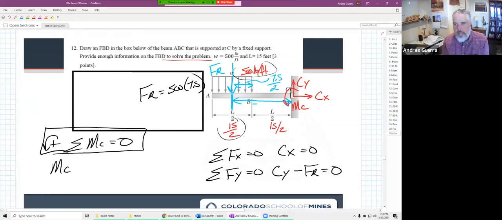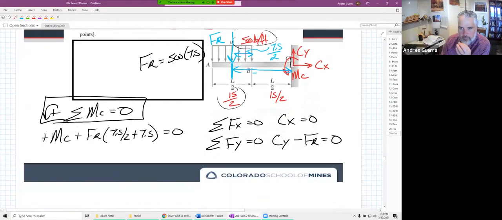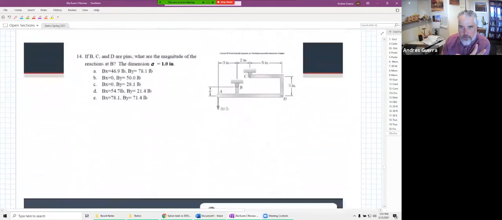Summing moments, that's everything that causes a moment about C. MC is the reaction moment at point C. So we'd have an MC, which is positive, and we'd have a positive FR times that distance there of 7.5 over 2 plus another 7.5. That would be equal to 0. We could solve for MC. By the exam, that should be a pretty straightforward problem.